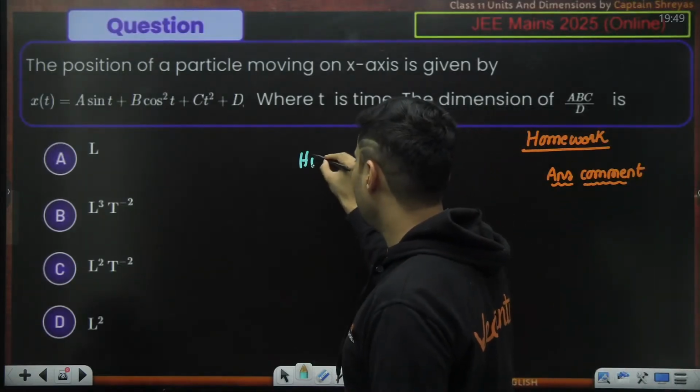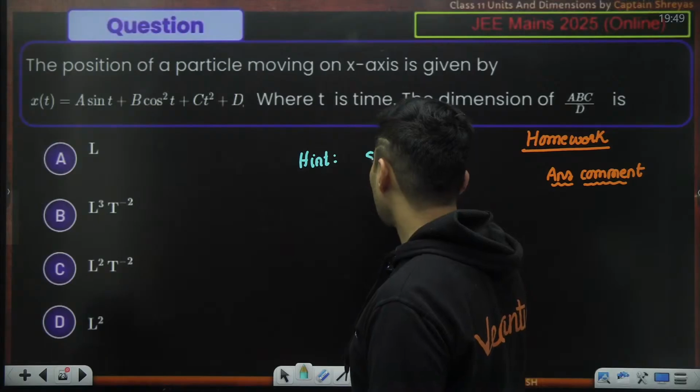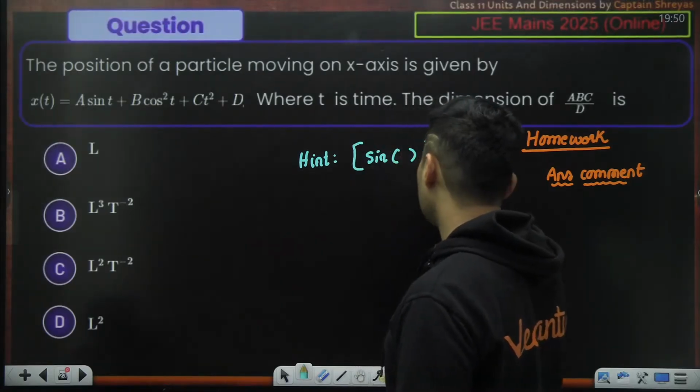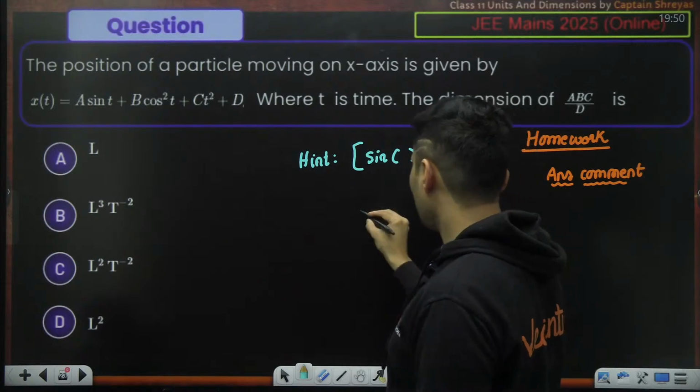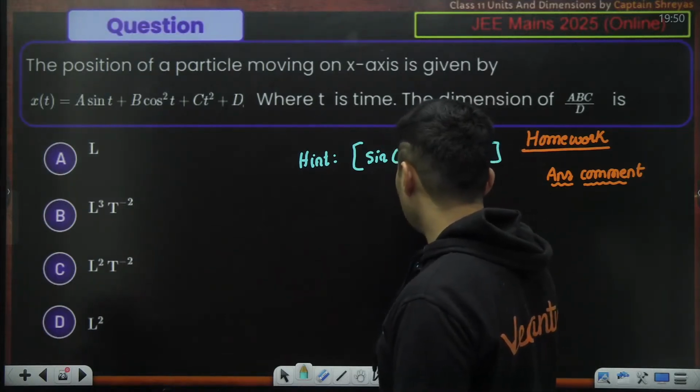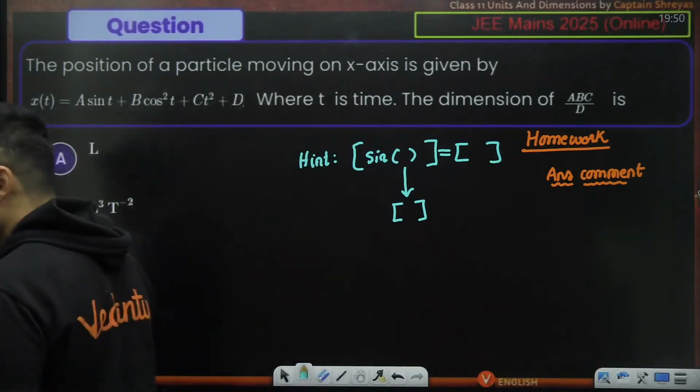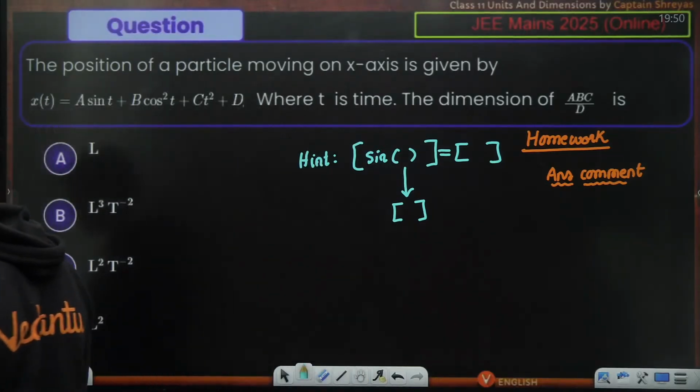So the hint is basically sine of anything. If you measure the dimensions, it will be dimensionless. And whatever is over here is also dimensionless. So that is your hint. It will help you with everything.